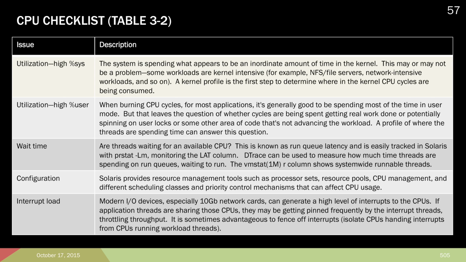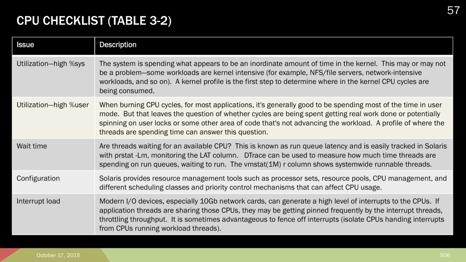CPU checklist. Utilization, high %sys. The system is spending what appears to be an inordinate amount of time in the kernel. This may or may not be a problem. Some workloads are kernel intensive, for example NFS file servers, network intensive workloads, and so on. A kernel profile is the first step to determine where in the kernel CPU cycles are being consumed.